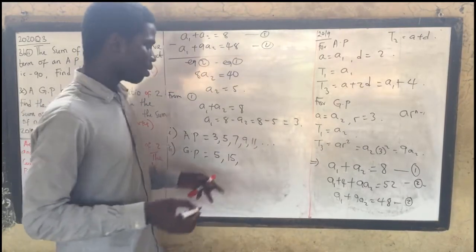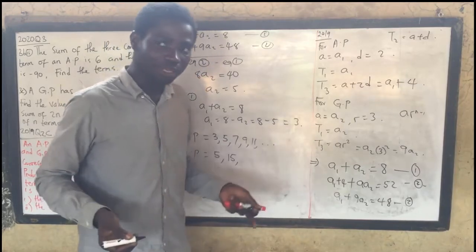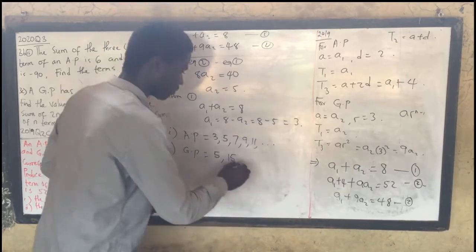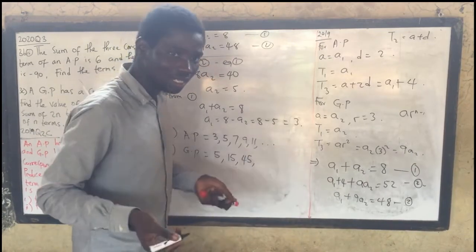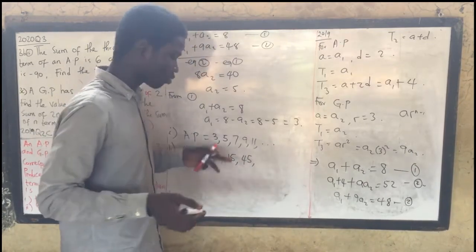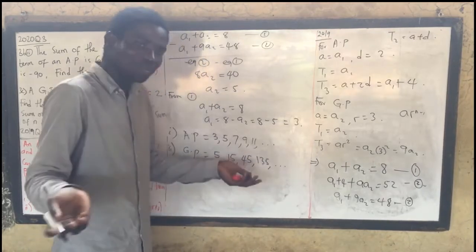The third term, 15 times 3, or you do 5 times 3 squared. 15 times 3 is 45. If I want to get the next term, 45 times 3, that's 90 plus 45. That is 135. So 135, and it goes on like that. That's the GP. I'm done.